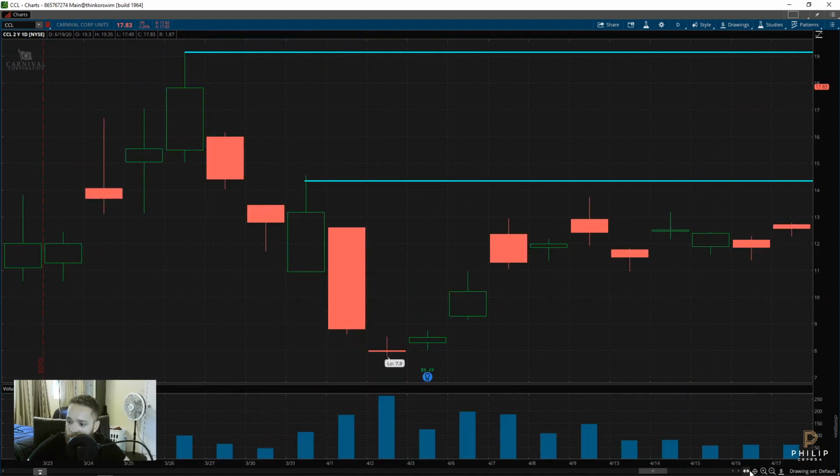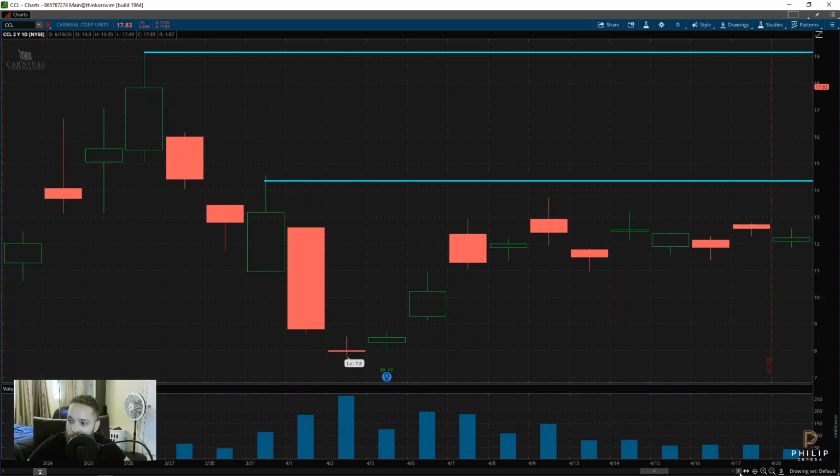Sorry, I keep pressing the wrong thing. This is June 9th. So we're starting to see support form here around $11, and starting now just to consolidate. It's kind of just deciding which direction it wants to go. So let's see what happens next.